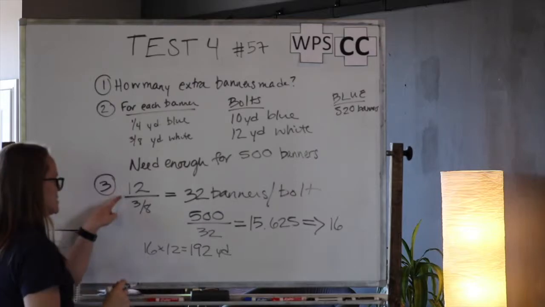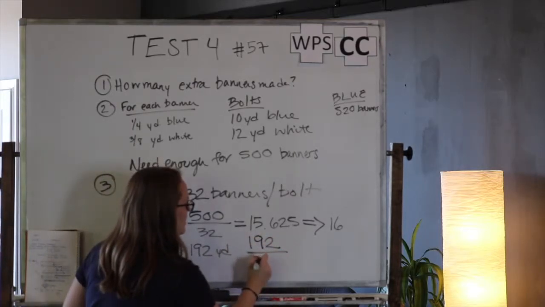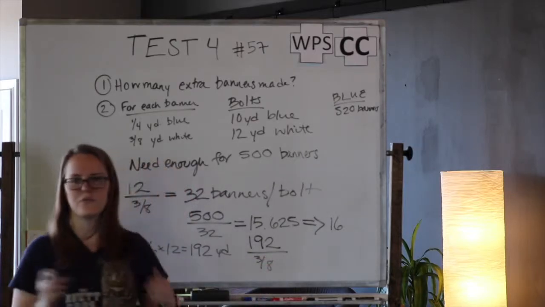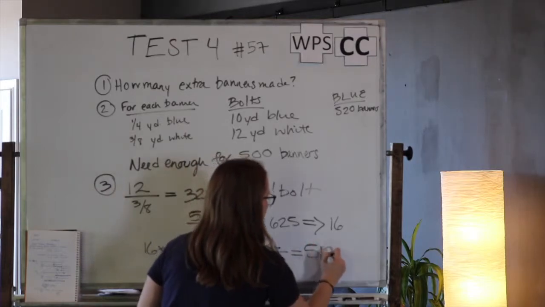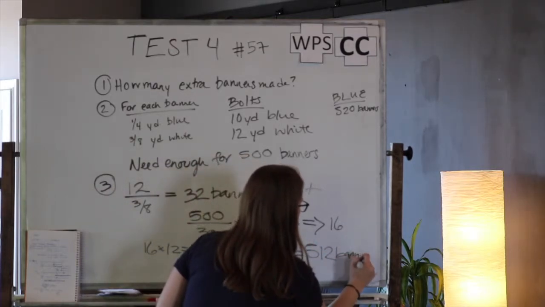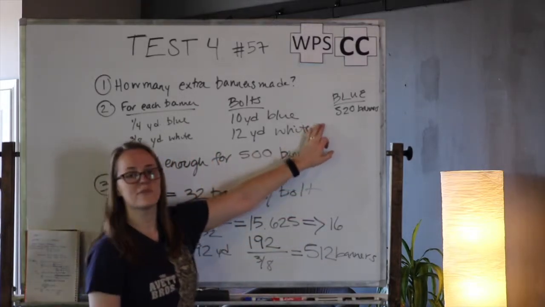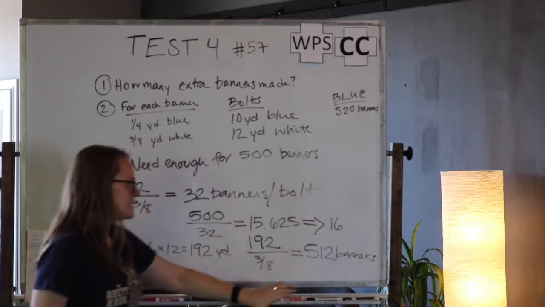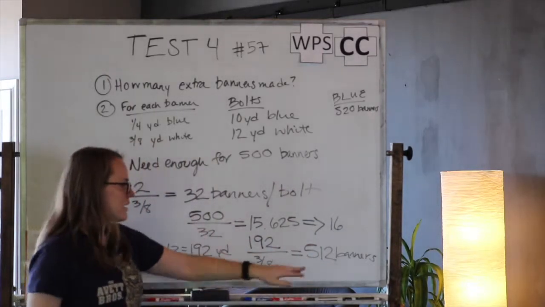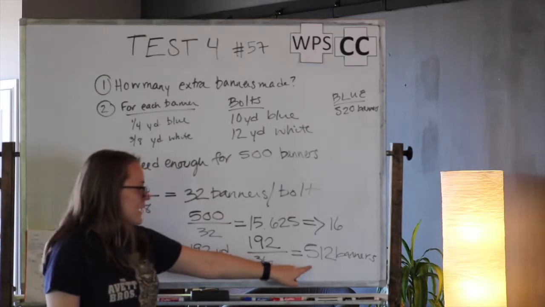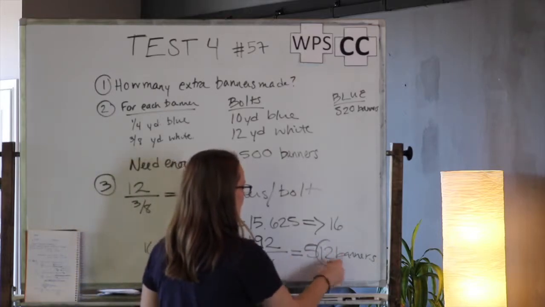So then we're going to do this like this. 192 is the number of yards we have available, divided by 3/8 of a yard needed for each banner, and that gives us 512 banners. So what that means in the end is they have enough blue fabric for 520 banners and enough white fabric for 512 banners. And since we only have enough for 512 here, the number of extra, or more than 500, that they were able to make is going to be 12.